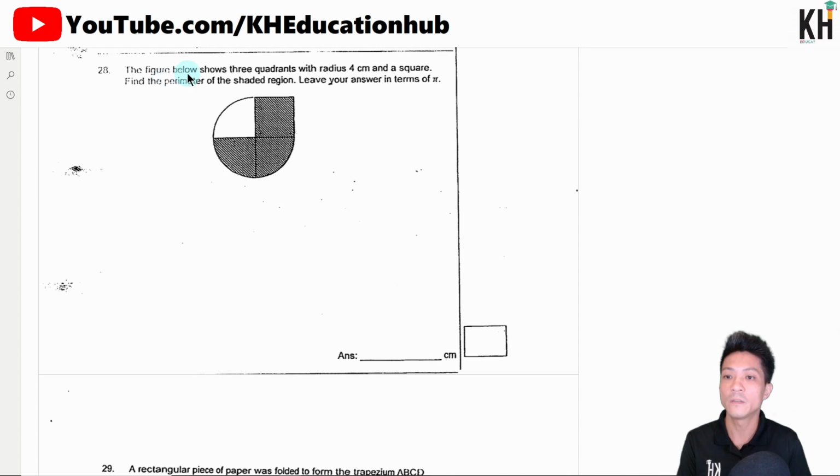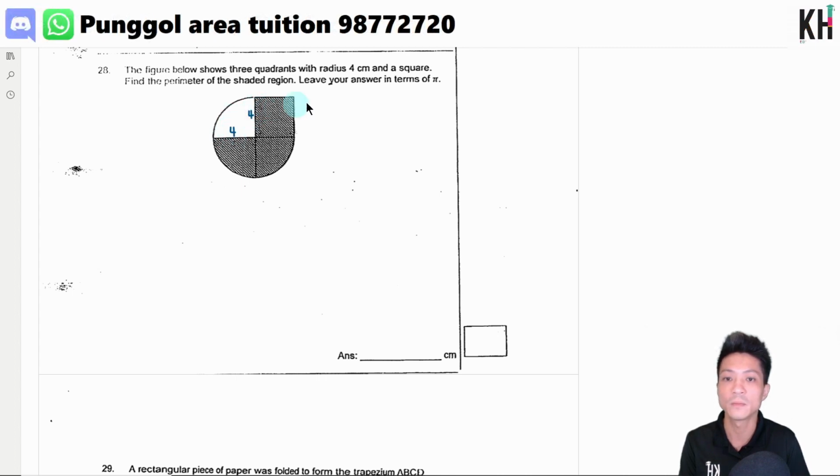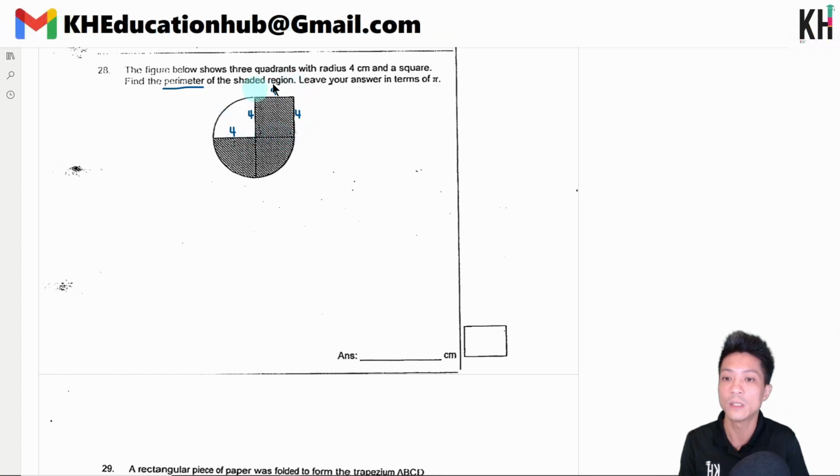Question 28. The figure below shows 3 quadrants with a radius of 4 cm. So this is 4 cm, 4 cm. And the square, so this is 4, this is 4, right? Find the perimeter of the shaded region.